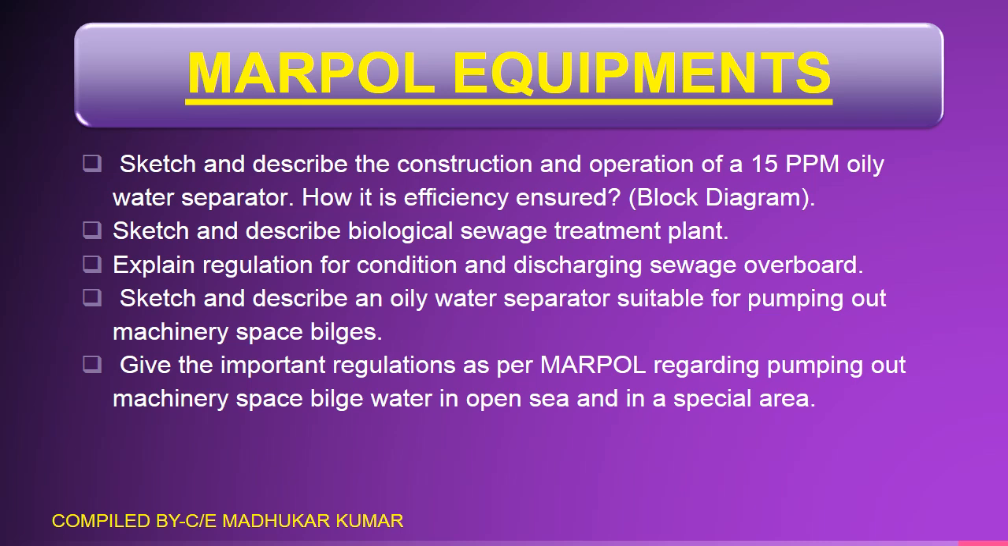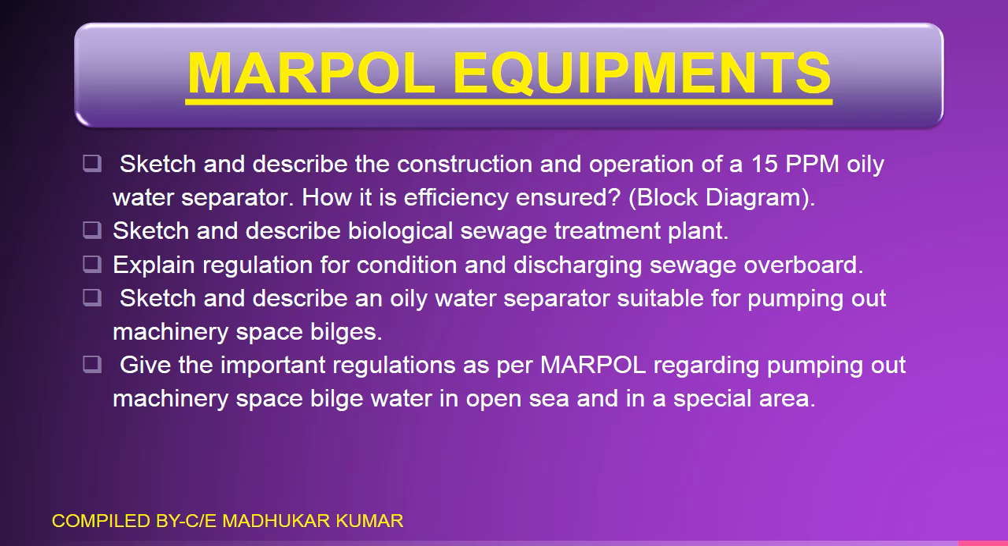Okay. Sketch and describe biological sewage treatment plant. Same. There are two types of sewage treatment plant. One is biological and one is chemical. So the biological one needs to be drawn and explained. Explain regulations for condition and discharge sewage overboard. They have used the word condition, but basically it's sewage treatment plant. Regulation has to be given.